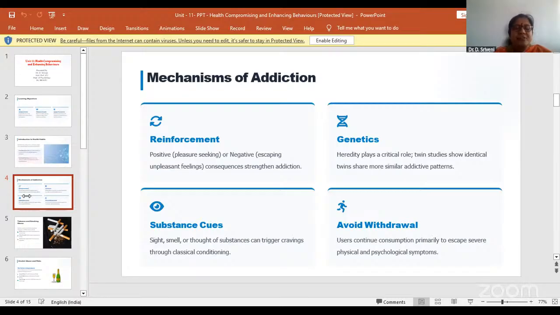The key determinants of health behavior, which are the factors that influence our health choices, can be categorized into several distinct areas. Social influence: peer pressure, family habits, and cultural norms play a massive role in shaping behavior, especially during the adolescent period. Personal goals and values: if an individual prioritizes long-term health over immediate gratification, they are more likely to engage in enhancing behaviors.